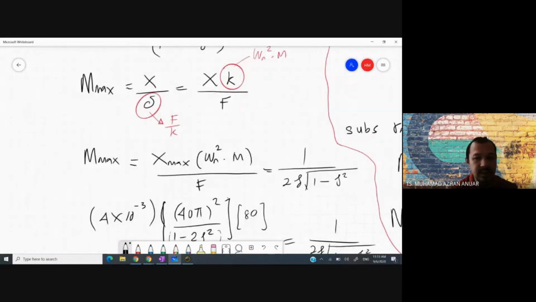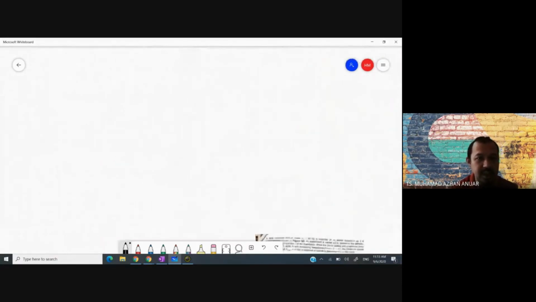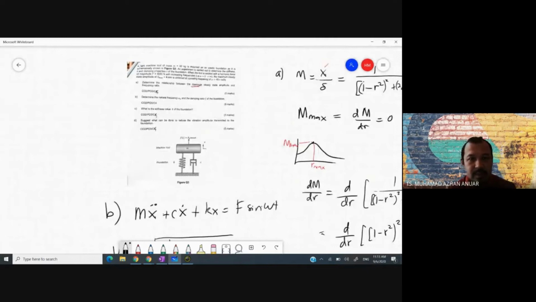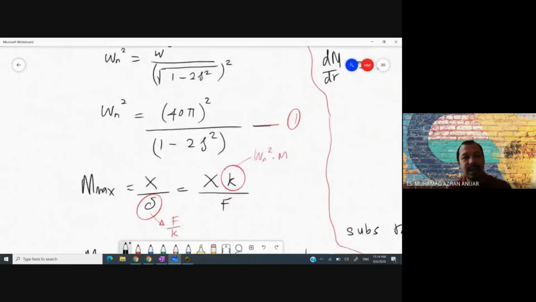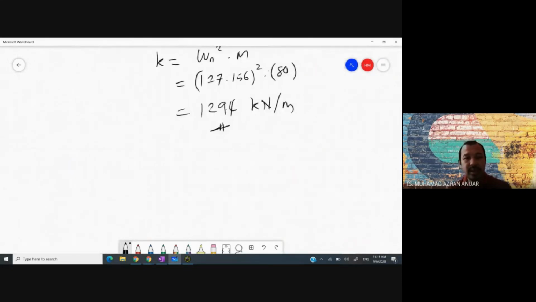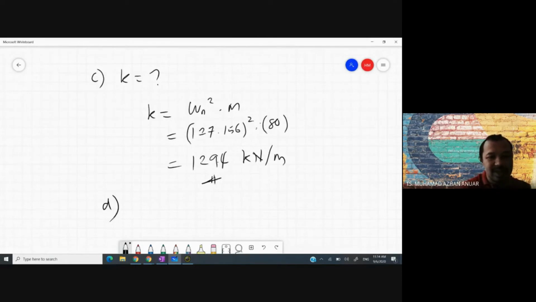And then for the last question, question D, suggest what can be done to reduce the vibration amplitude. How you're going to improve the systems, or how you're going to improve the vibration amplitude by designing the systems. So what can you do for this one? Basically this is very straightforward.